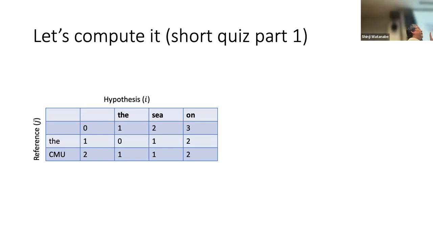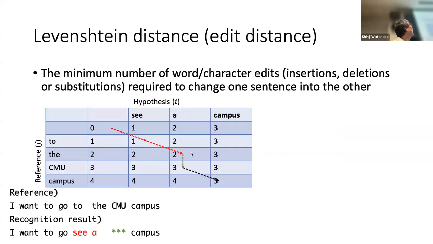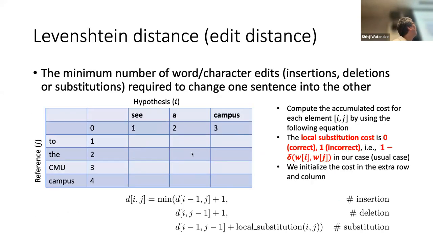It's basically just the Kronecker delta, whether it is correct or not. So that's why the correct case is 0. I'm making it a little bit abstract because in some cases we can use a different metric here. For example, if the word is slightly different, the character is similar, and then the local substitution cost will be changed and so on. But anyway, generally it is 0 versus 1.